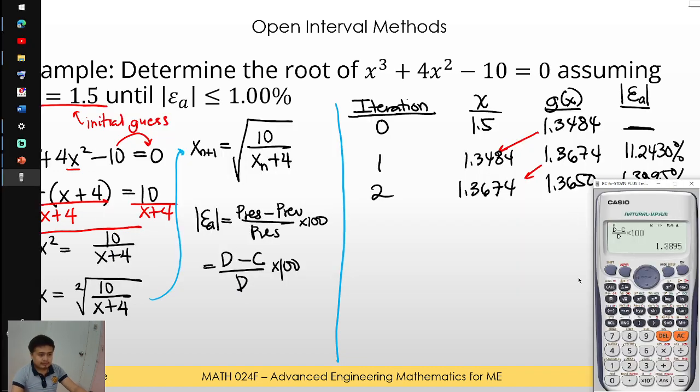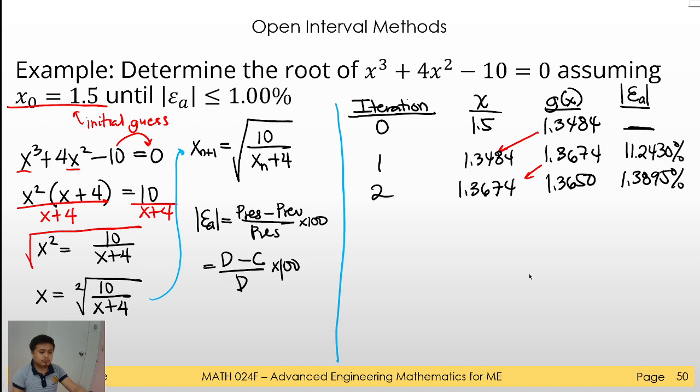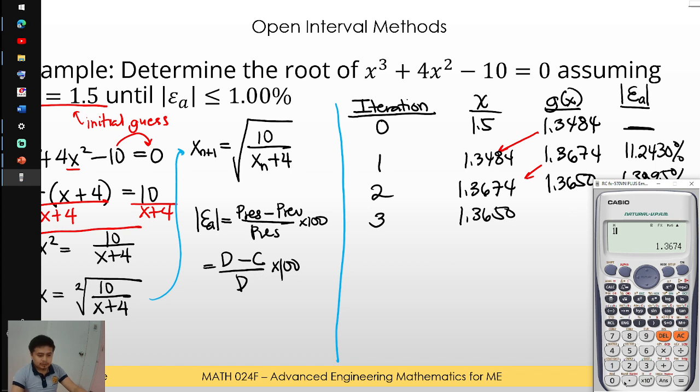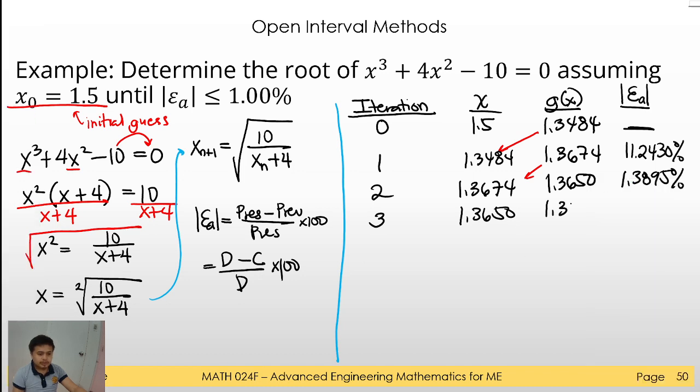And then for the next one, we have the iteration function. Now substitute again 1.3650 here for the third iteration. So substitute 1.3650. So the next iteration is 1.3653. Okay, and then calculate.